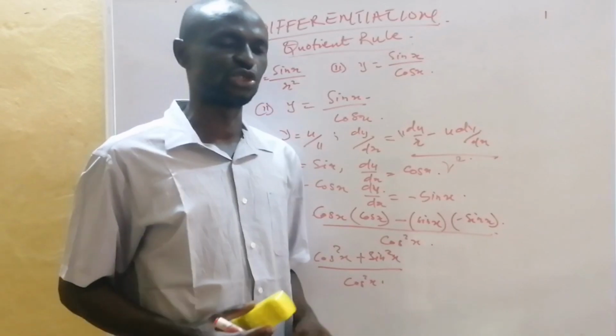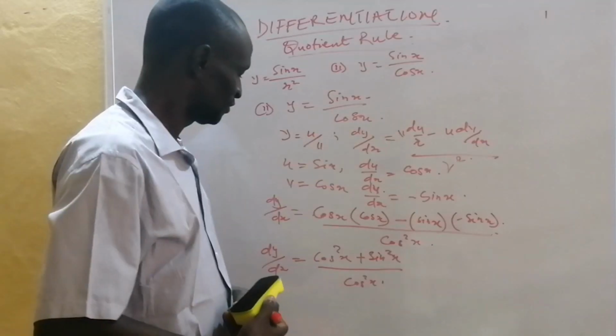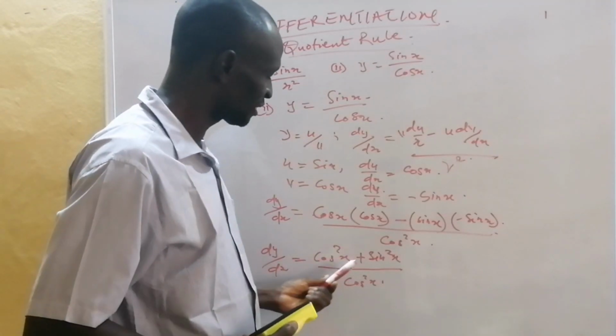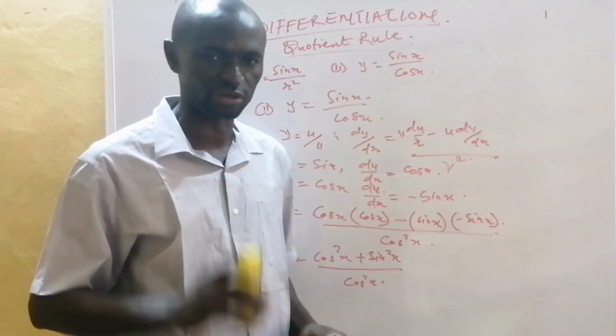Now let's remember from our trigonometry that cos squared x plus sine squared x is equal to what? 1.